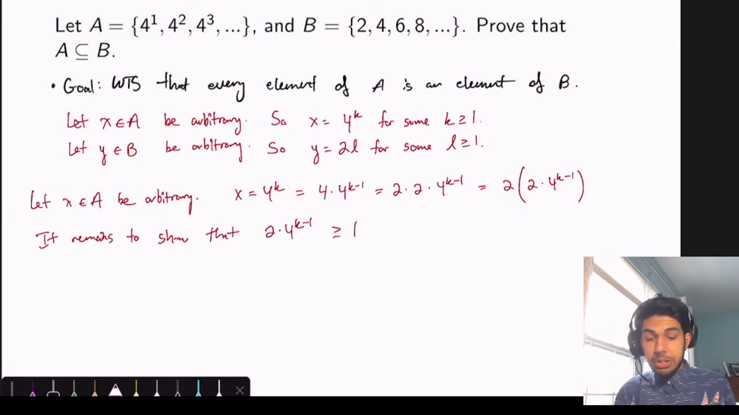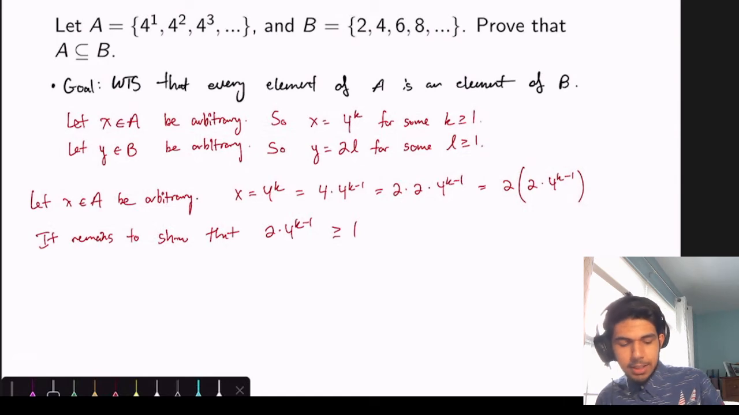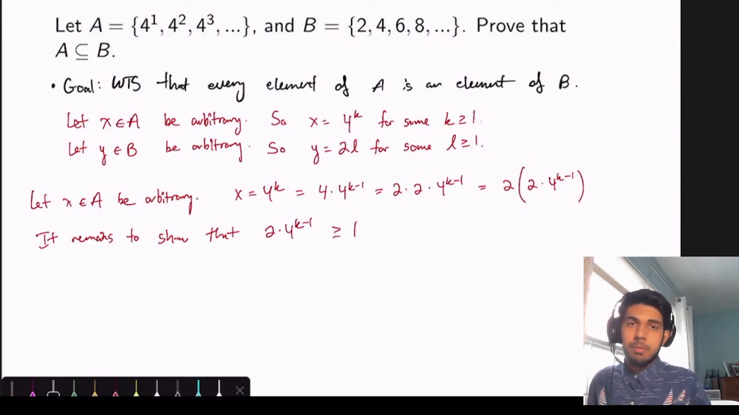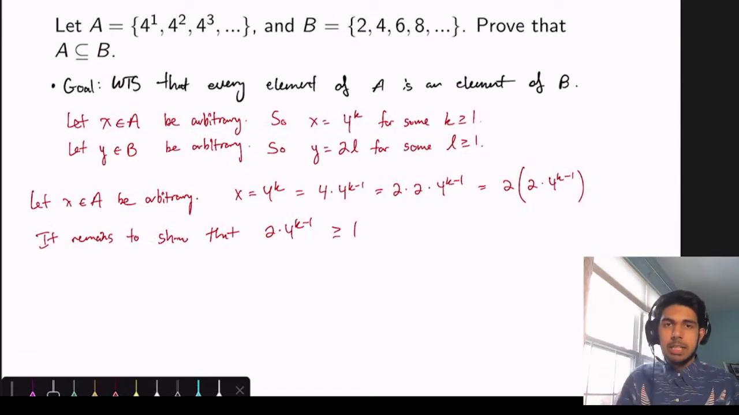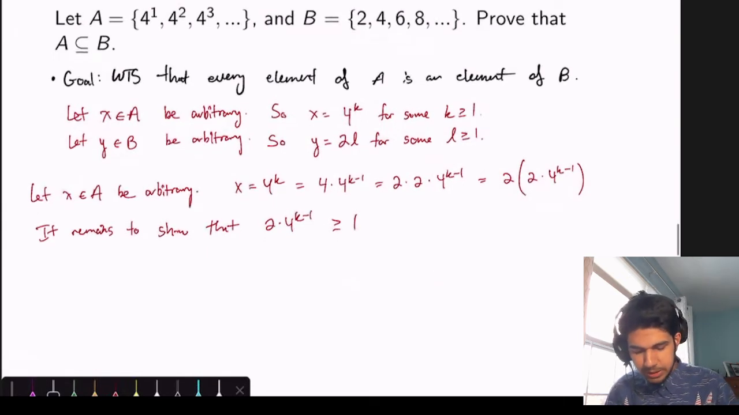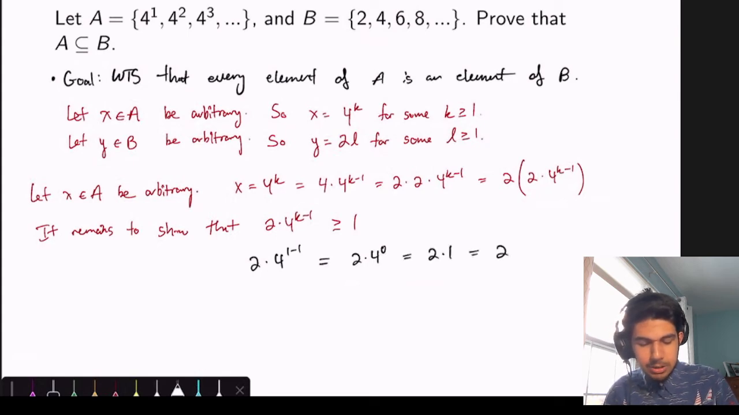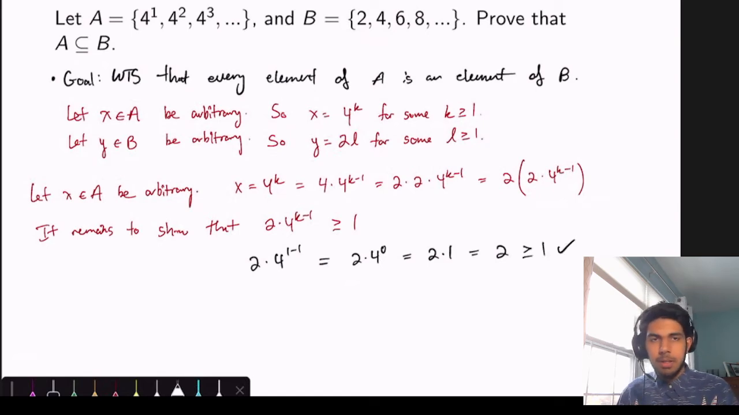Well, we know that the smallest value of K is 1, right? That's what we bounded K to be. So let's consider what happens when we put K equals 1 into this. So 2 times 4 to the 1 minus 1 is equal to 2 times 4 to the 0, 2 times 1, that's equal to 2, and that indeed is greater than or equal to 1. Okay, so that's a good sign.